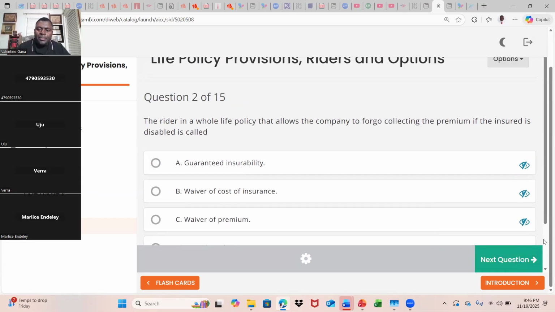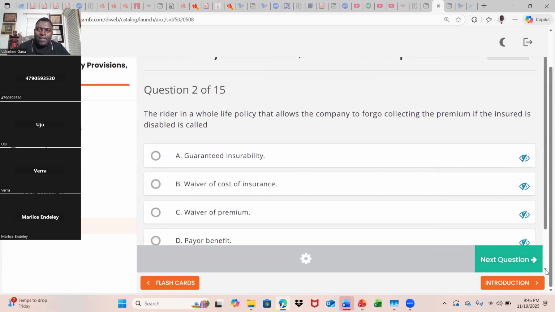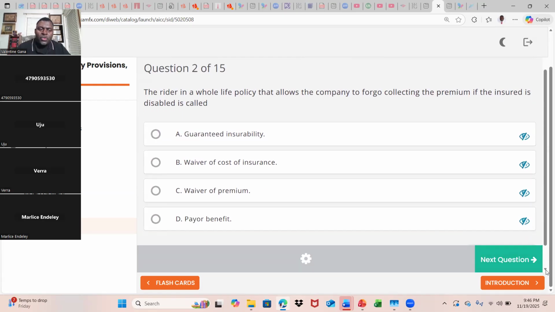All right. Question 2 of 15. Vera, can you read this one? The rider in a whole life policy that allows the company to forego collecting the premium if the insured is disabled is called waiver of premium. Okay. C. Guaranteed insurability.